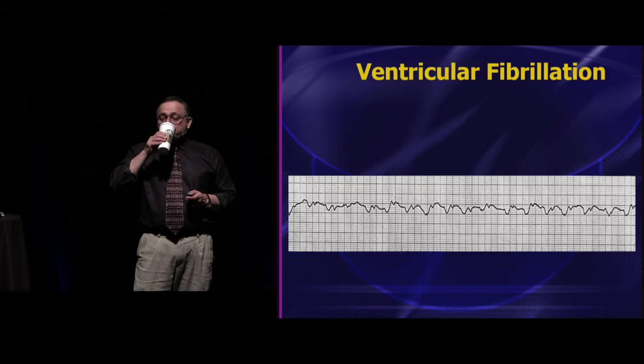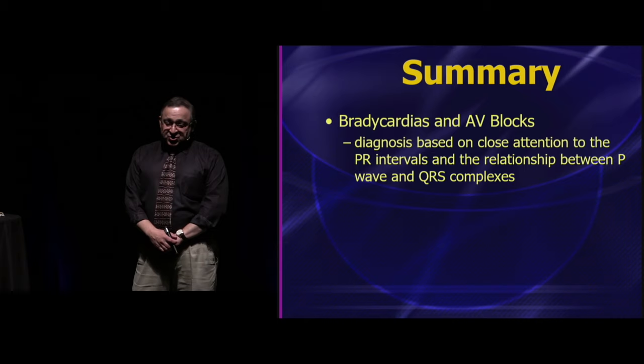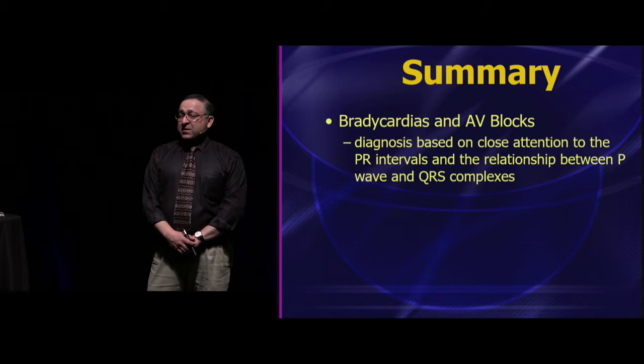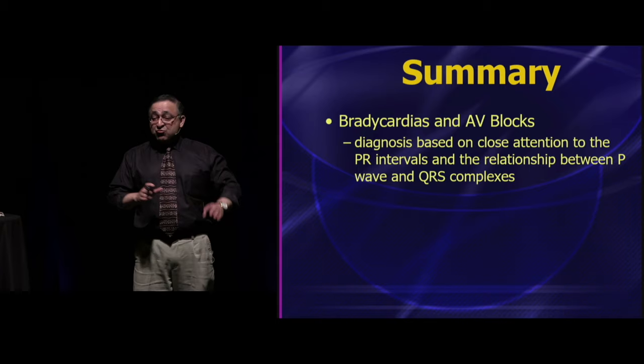All right, so summing things up. Bradycardias and AV blocks. Again, diagnosis is based on close attention to the PR intervals, and people always get confused about Mobitz 1, Mobitz 2, and third degree. It's a piece of cake. All you need to do is simply look at the PRs. That's it. If you get confused, it's because you look too much. Just look at the PRs.